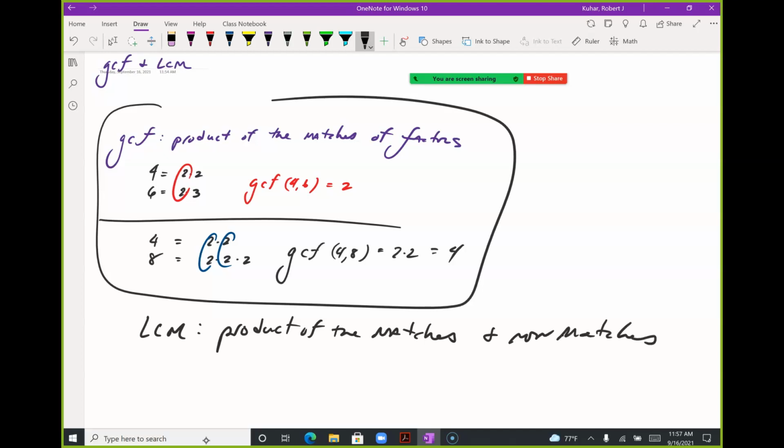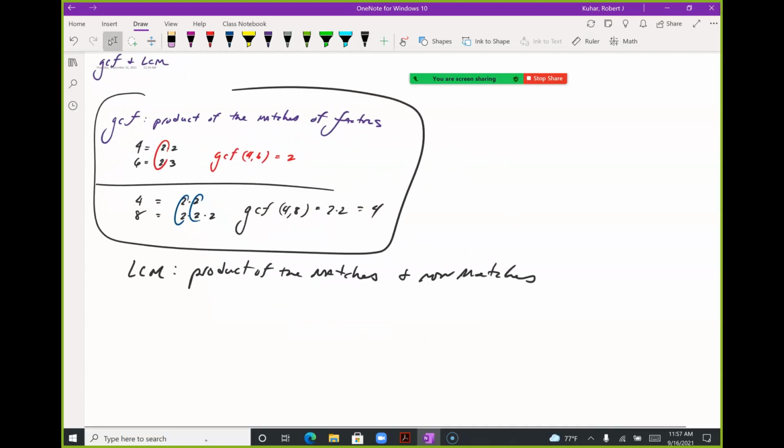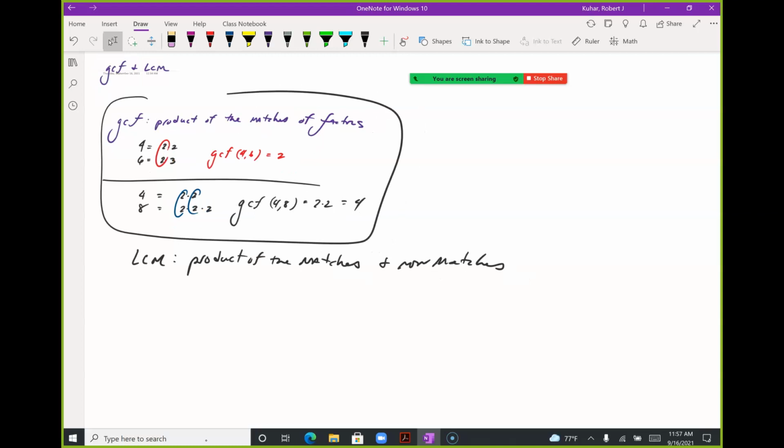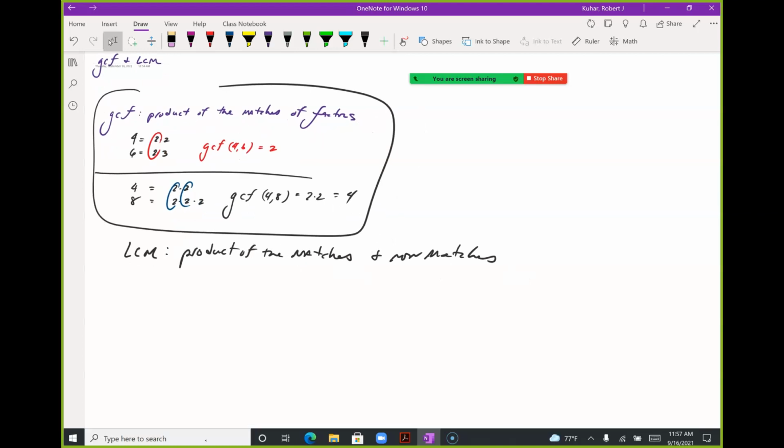I always find it funny. You should never play with matches, right? I can't do GCF problems, man. I'm not supposed to play with matches. So product of the matches and the slide. Thank you, Daniela. Slide method. Yeah, whatever. Slide method. Thank you. Product of matches and non-matches.